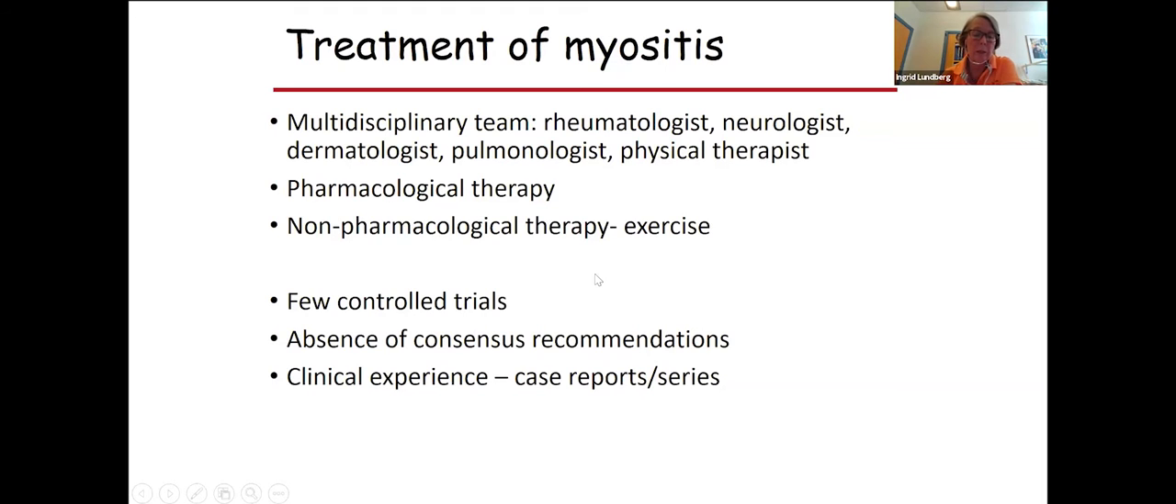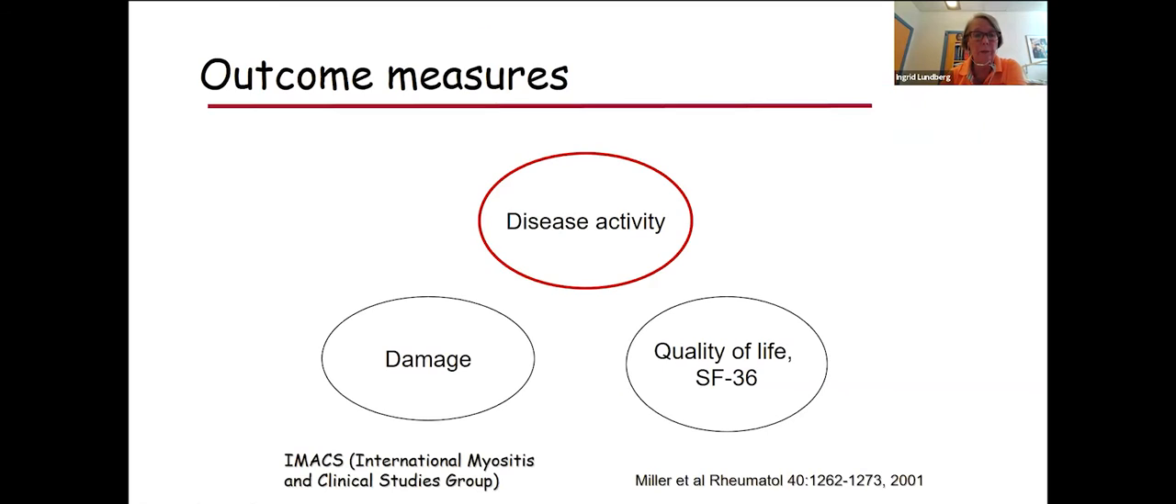So when we discuss treatment of myositis, there are few controlled trials, and there are no recommendations that have been developed in consensus. So most of the guideline recommendations are based on clinical experience, case reports, series, and expert opinions.